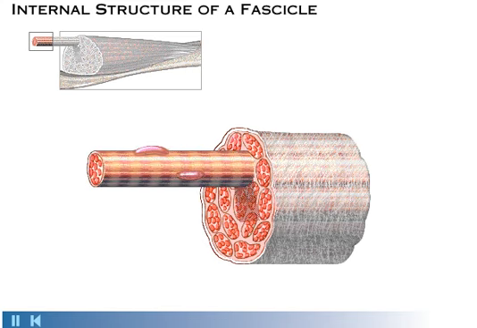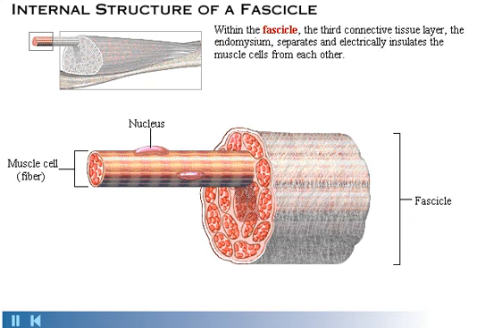This view provides a closer look at the internal structure of a fascicle. Fascicles are bundles of muscle cells. Within the fascicle, the third connective tissue layer, the endomysium, separates and electrically insulates the muscle cells from each other.